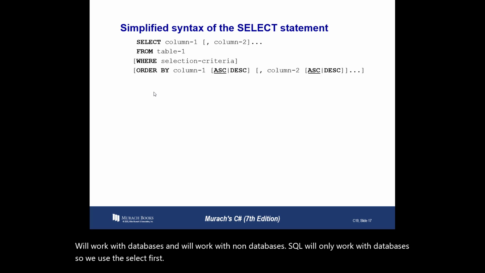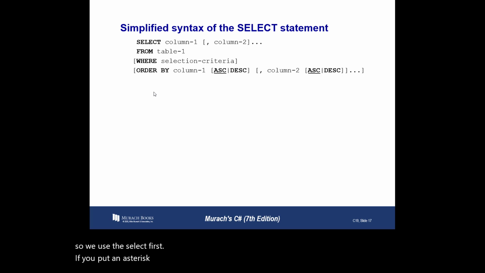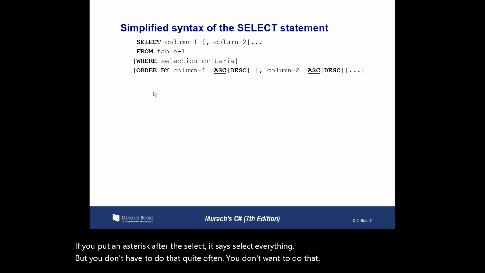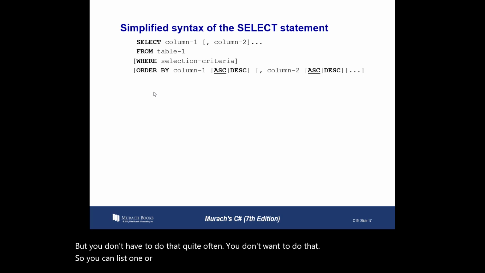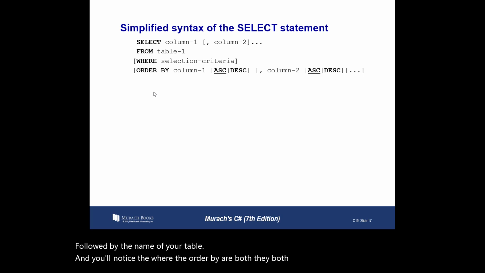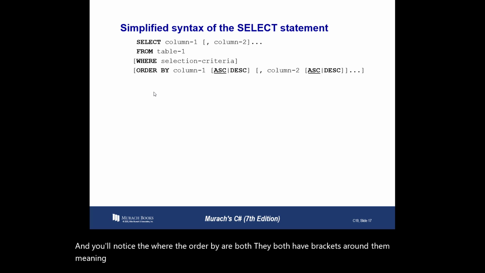If you put an asterisk after the select, it says select everything. But you don't have to do that. Quite often, you don't want to do that. So you can list one or more column names, from, followed by the name of your table. Where, and you'll notice the where and the order by both have brackets around them, meaning that both of them are optional. The where allows you to put in your selection criteria.